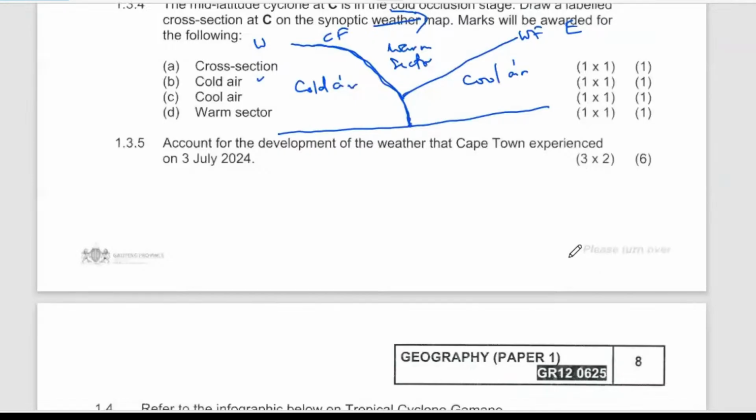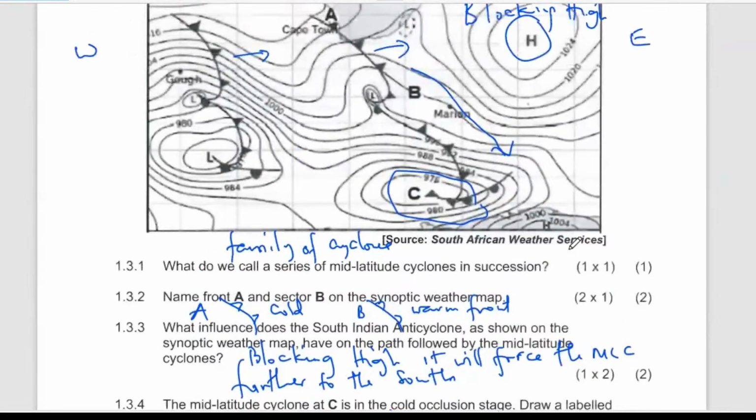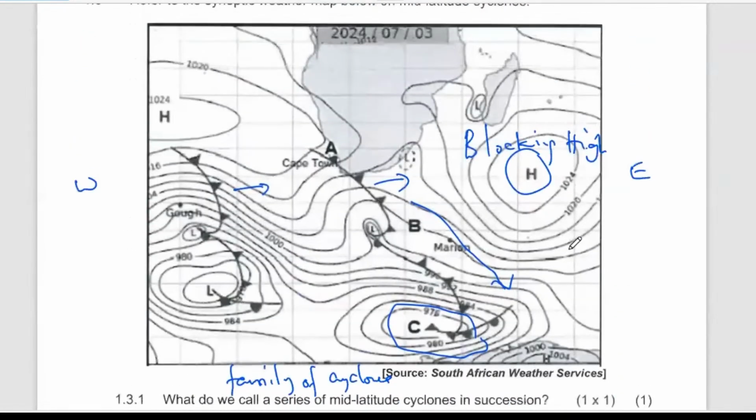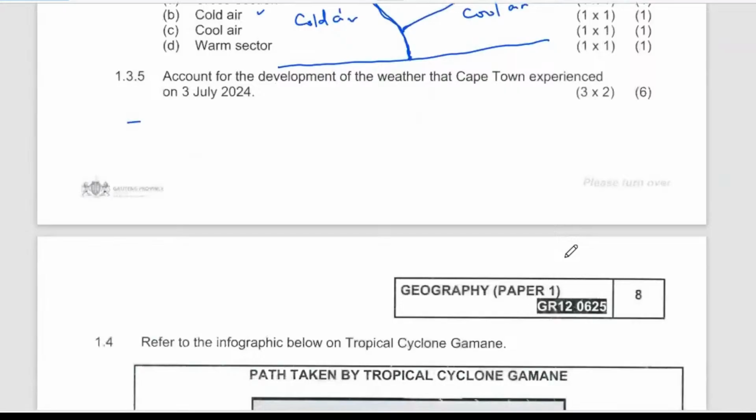Right, moving on to the next question. Account for the development of the weather at Cape Town experienced on 3 July. Right, on 3 July, we're experiencing the landfall of this mid-latitude cyclone. How is it going to affect the weather? The question says account for the development of the weather at Cape Town, which means we must give reasons for the different weather developments that are going to happen at Cape Town. Right, we are going to experience cold conditions or low temperatures. That is typical of weather conditions.